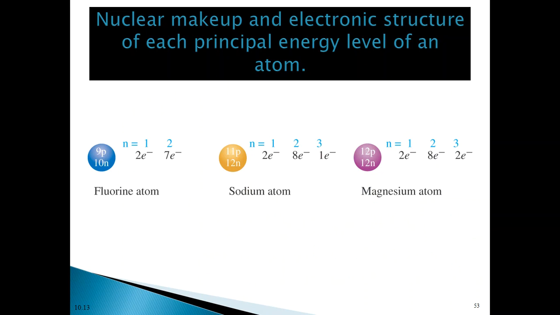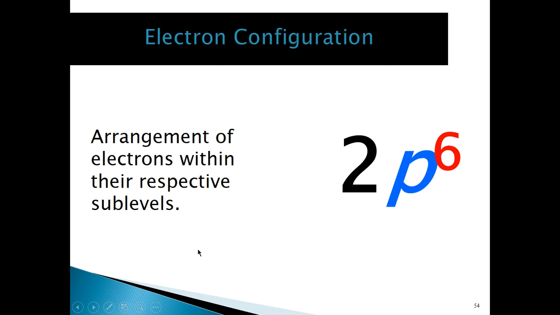As far as the nuclear makeup is concerned, we can determine the number of protons in the nucleus based on the number of electrons. For example, in the case of fluorine, we have a total of 9 electrons in the neutral atom, which means you'll have 9 protons in the nucleus. In the case of sodium, you have a total of 11 electrons, so you're going to have 11 protons in the nucleus, and so on and so forth.